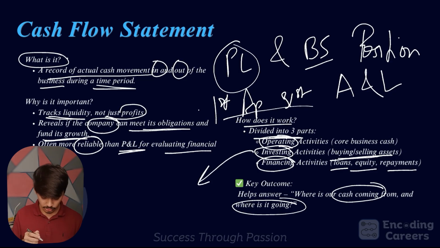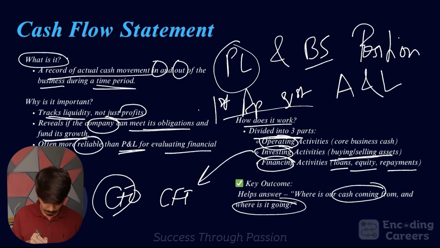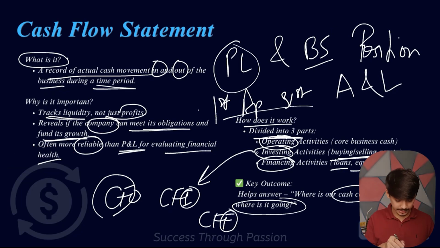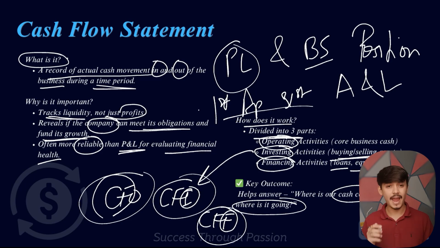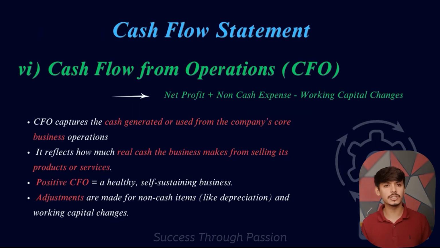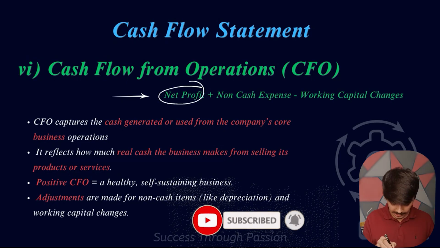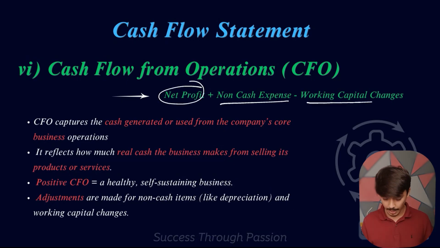These are the core elements of the cash flow statement, where operating is termed CFO, that is cash flow from operating activities. Next is CFI, which is cash flow from investing activities, and finally we have CFF, which is cash flow from financing activities. Next, we are going to understand all three elements in detail, and we will see what goes into each element. Starting with CFO, we have a detailed explanation of how it works and how it is calculated. The formula for CFO is net profit plus non-cash expenses, and finally minus working capital changes.